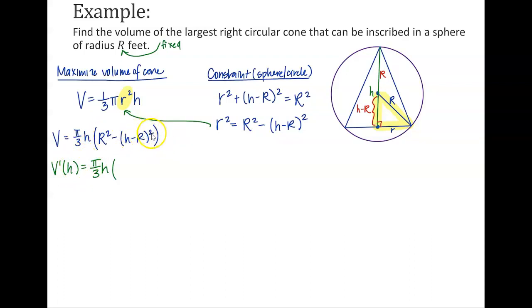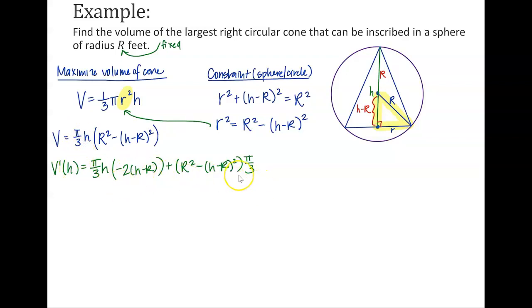This piece requires a chain rule. So I'm going to bring that 2 to the front. So I'm going to have negative 2 times the quantity h minus capital R to the first. We reduce the power by 1. The derivative of the inside is 1 minus 0. The derivative of h is just 1. R is a constant, so it's 0. So that's first times the derivative of the second, right? And then plus the second function, which would be R squared minus the quantity h minus R squared, and then times the derivative of the first function, which would be just pi over 3, the number in front of h.